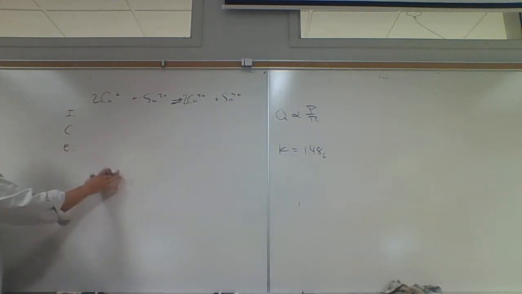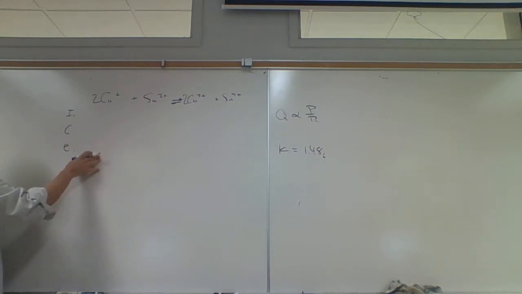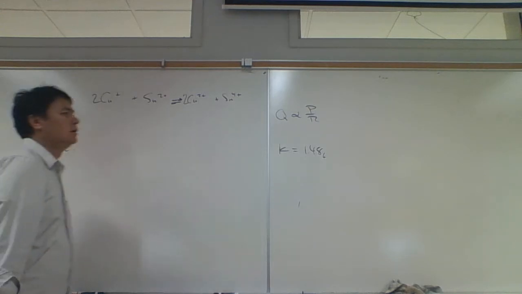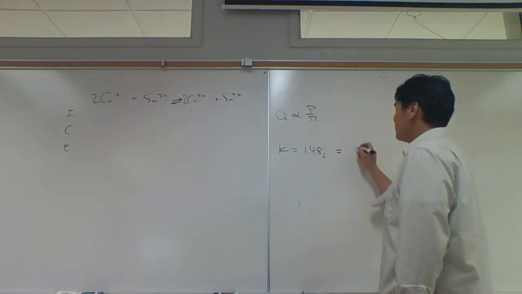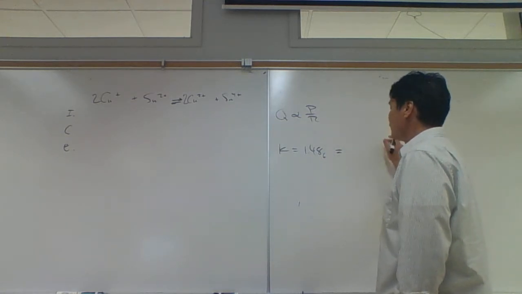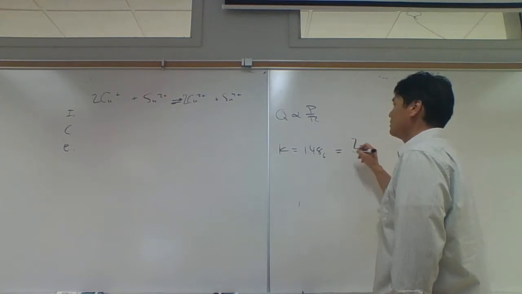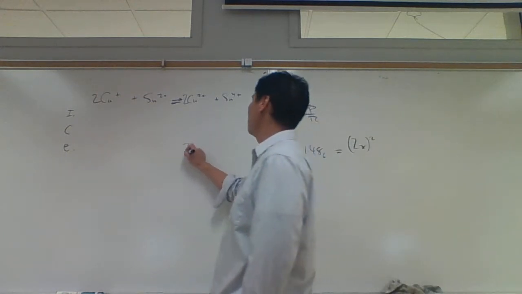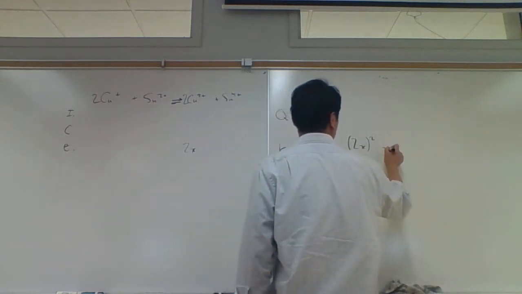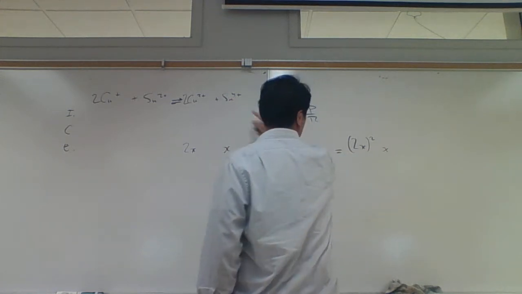So what can we do with that? We can do some calculations to figure out where we stopped yesterday. Right, we're solving for x. We have an equation: 1.486 equals the products raised to their respective powers over the reactants. The products: 2x squared, since the equilibrium concentration of the copper 2 plus was 2x, and the equilibrium concentration of the tin was just x, raised to the first power.